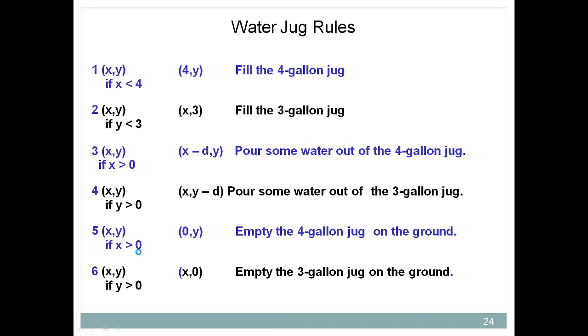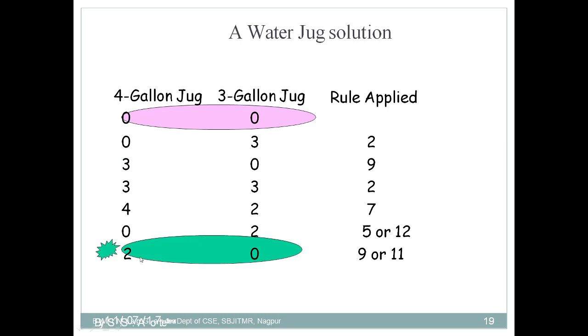Okay. So here you can see this is our final state 2, n. We want exactly 2 gallons of water in 4 gallon jug. This is our initial state. Initially both jugs are empty, but finally we want 2 gallons of water in 4 gallon jug. So this is your solution.